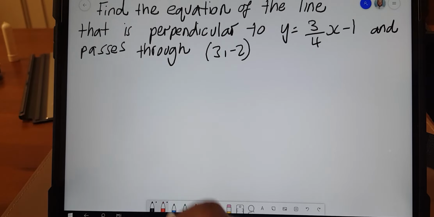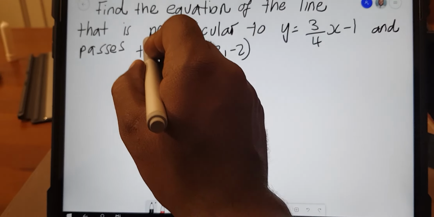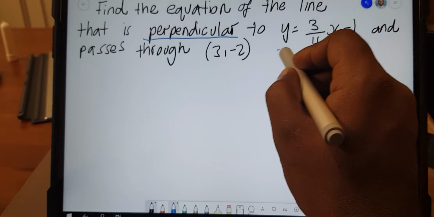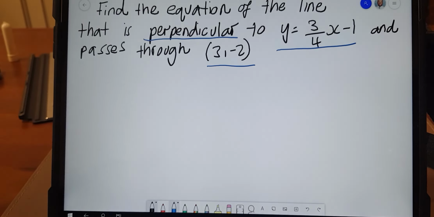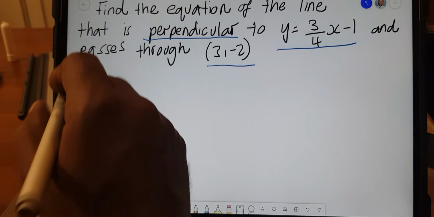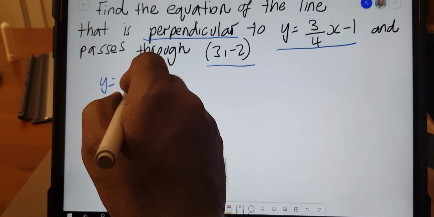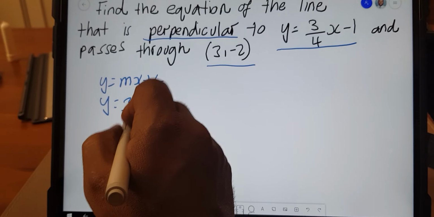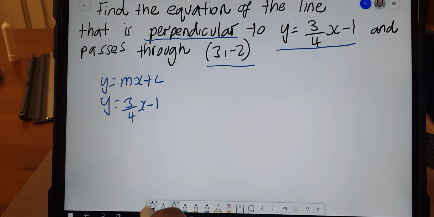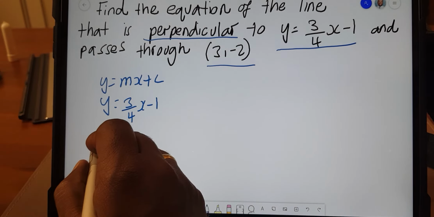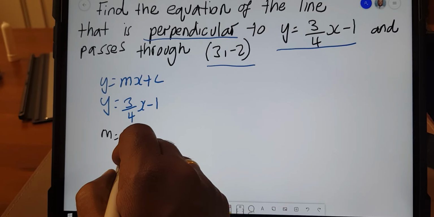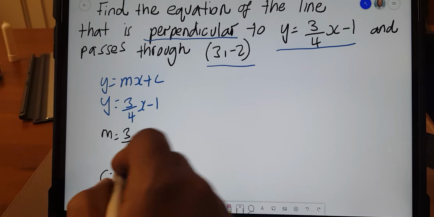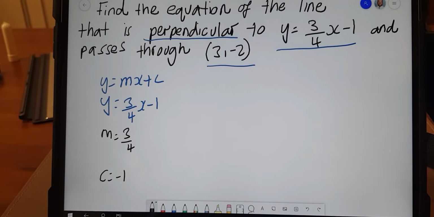So let's look at the key important information. This line is perpendicular, that's my equation, and it's passing through the point (3, -2). Let's write down the equation of a straight line. y is equal to mx plus c, and you look at this equation, y is equal to 3 over 4 x minus 1. What can we see from here? We've got our gradient as 3 over 4 and my y-intercept as -1. If this line was parallel, the gradient of the other line would be 3 over 4.